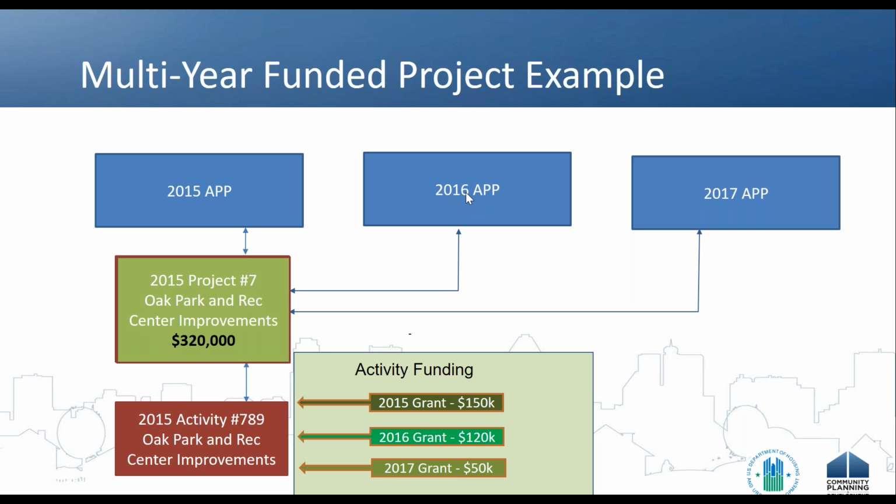Now, the important thing in 2016, I was just talking about with a public service activity that is not a multi-year funded project, you would need to create a new project every year. It is the opposite for a multi-year funded project, such as the public facility or public improvement or infrastructure projects that John was describing. You would search for and add that as an existing project on the AP 35 screen. So you still had that 2015 project included in your 2016, and then your 2017 action plan as well, or for however many years.